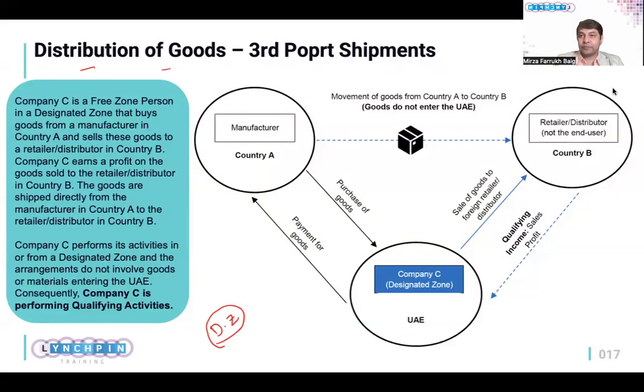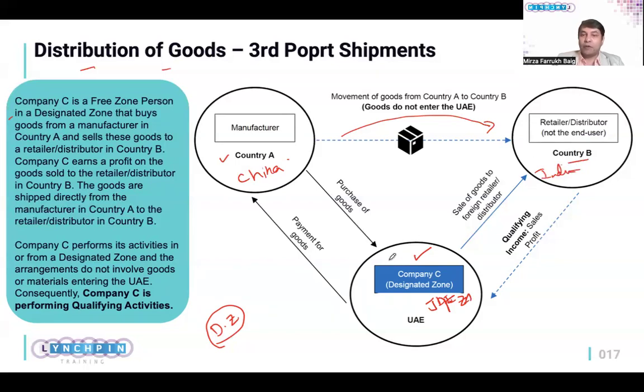So here I have a scenario, and I have a detail also here, which you can go through. I am a company inside the designated zone. Let's say I am a company operating from Jafza. I import the goods, I purchase them, and the manufacturer is in some other country, for example China. He directly ships the goods to my client in some other country, for example India.